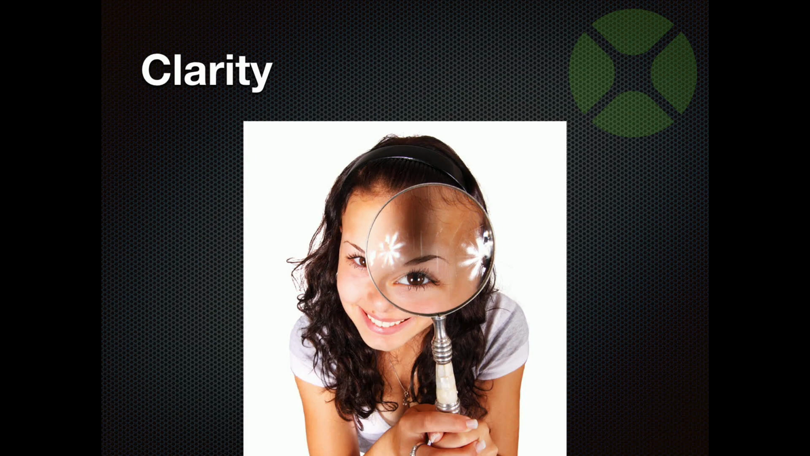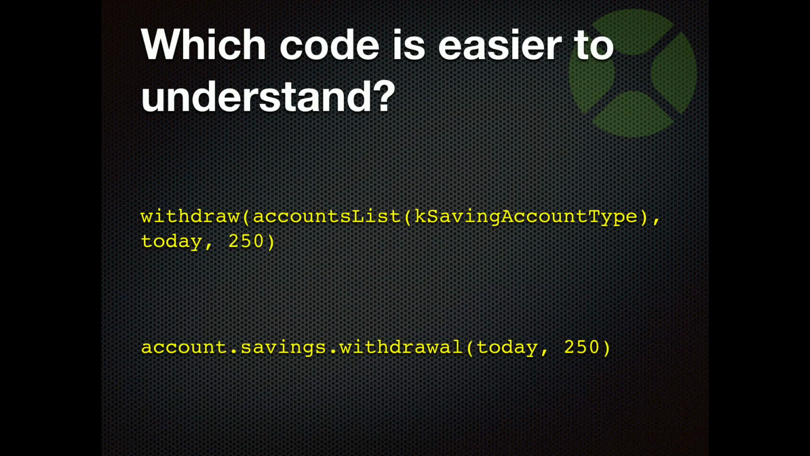So like I just mentioned, clarity is one of the biggest benefits of object-oriented programming because you understand it better. So let me show you some examples of that. Which of these lines of code is easier to understand? They basically do the exact same thing. The first one, even if you don't know what we're doing, we're assuming it's some kind of accounting program. We have a withdraw method, and it looks like we've got an array, and we're passing a savings account type, and then we're apparently withdrawing $250 today, right?